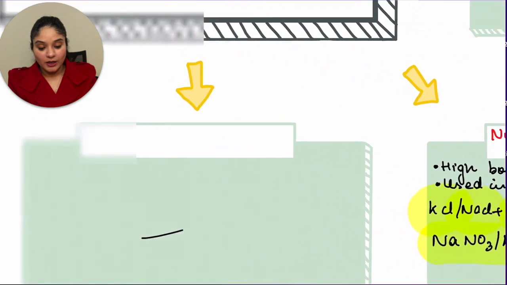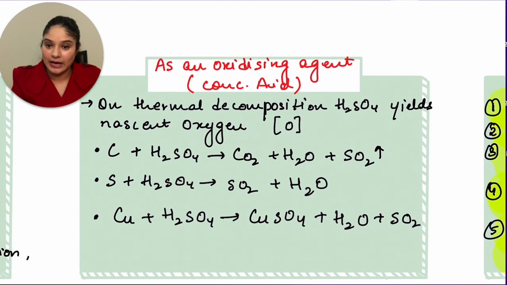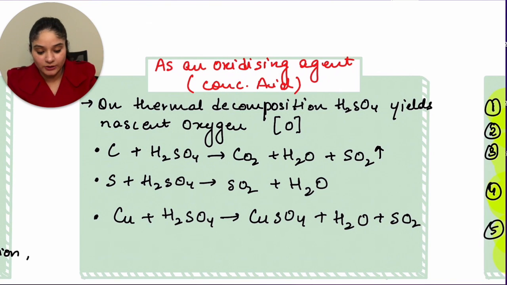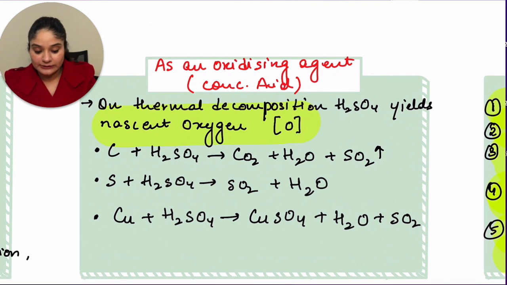Now, moving on to the next property, we have oxidizing agent, that is for concentrated acid. So why is it a good oxidizing agent? This is a reasoning question. On thermal decomposition of H2SO4, you get nascent oxygen. Then with nascent oxygen, you can remember three examples: carbon, sulfur, copper. All three of them get oxidized by sulfuric acid. The examples are given here.